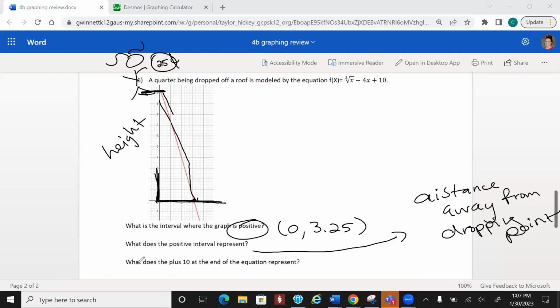And what does the plus 10 at the end of the equation represent? What does that plus 10 represent? So we're starting on a roof, right? We're starting on a roof. So this is the height of the roof.